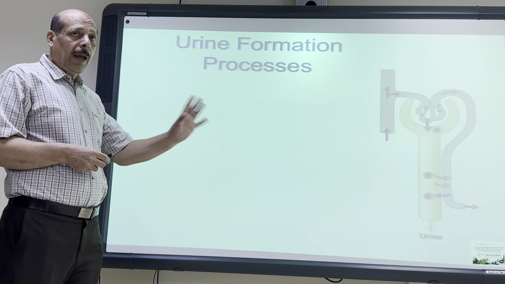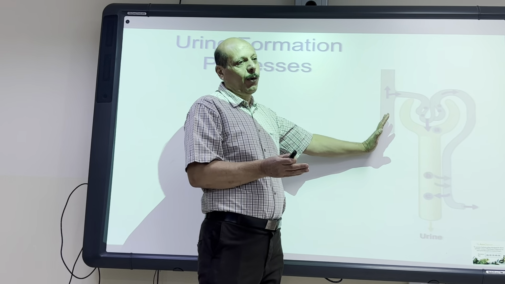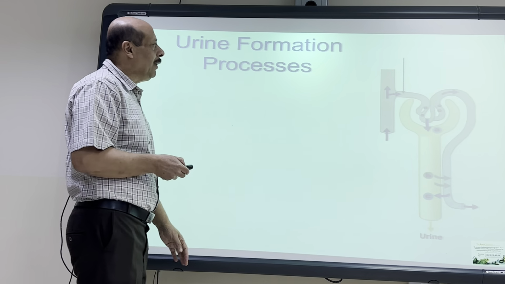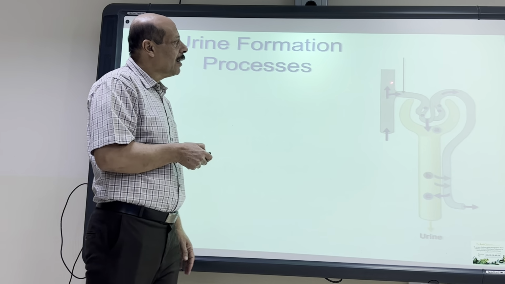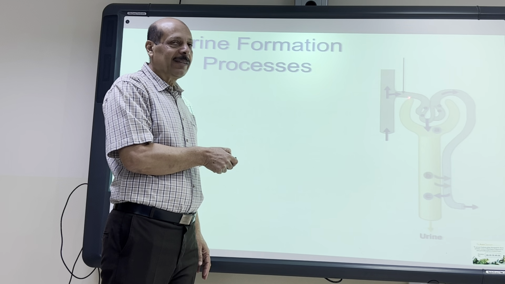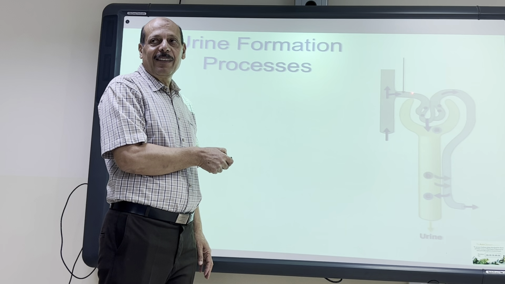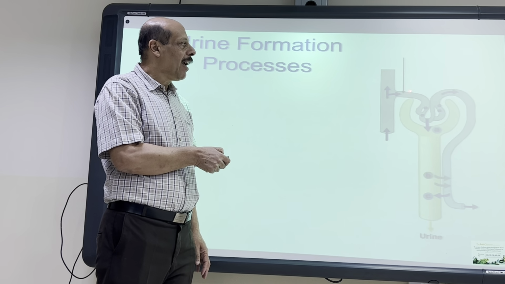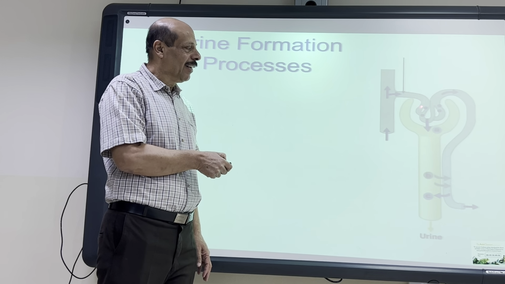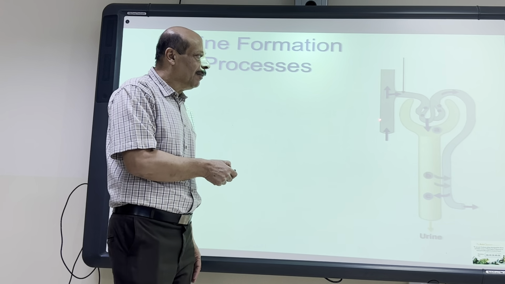So again, our main concern is with the nephron for the urine formation. So again, what is this artery, what do we call it? This part of the artery? The afferent arteriole. So this is the afferent arteriole. And this one? The efferent.